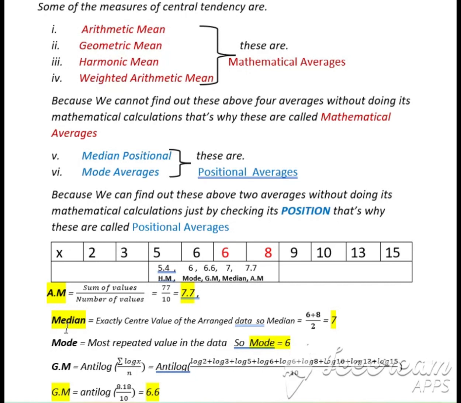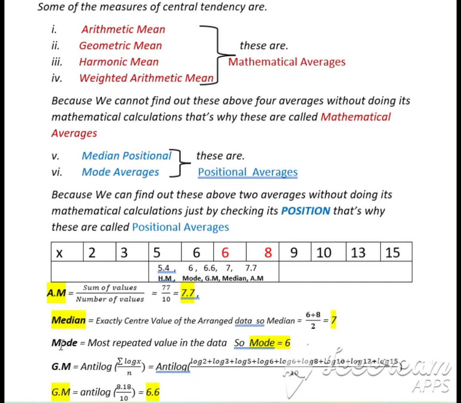Now median. How to calculate median? Median is exactly the center value of the arranged data. Because these are even numbers, in even numbers there will always be two middle numbers. So first arrange the data and find the middle values. So 6 and 8 lie in the middle of these values. Just add up these two numbers and divide by 2, you will get 7. So 7 is the median.